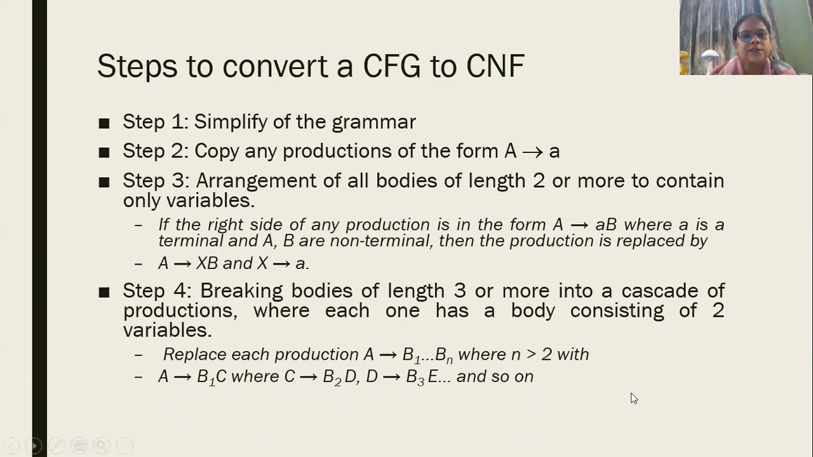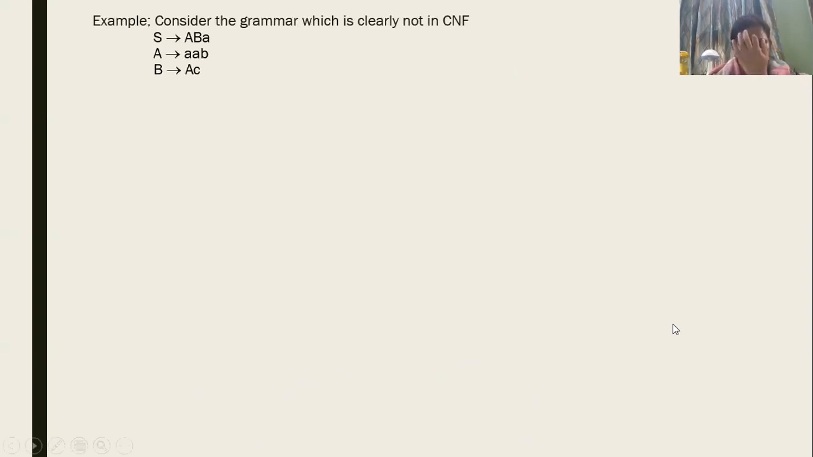So let's see an example. Now suppose this is an example. The grammar is clearly not in CNF because none of these productions conform to the type of productions in a CNF. So the first step is to simplify this grammar. Now this grammar is already simplified. It contains no epsilon productions, no unit productions, and no useless productions.